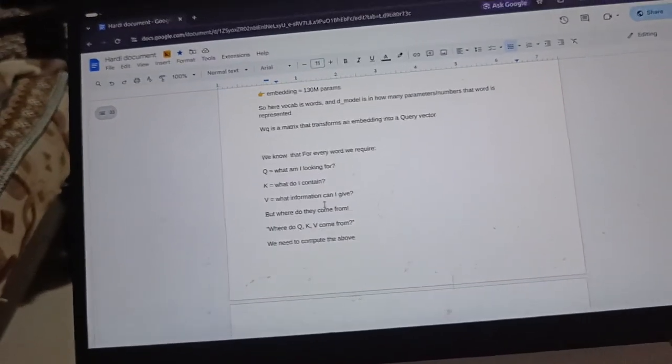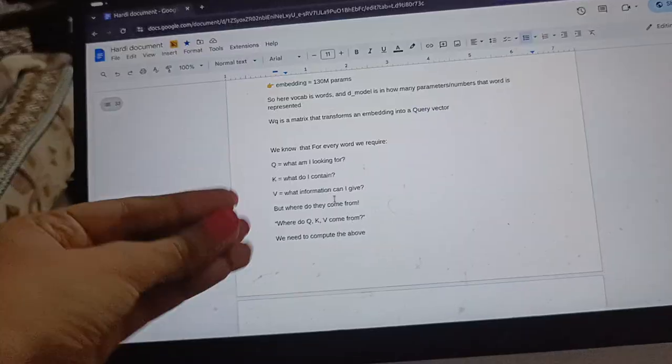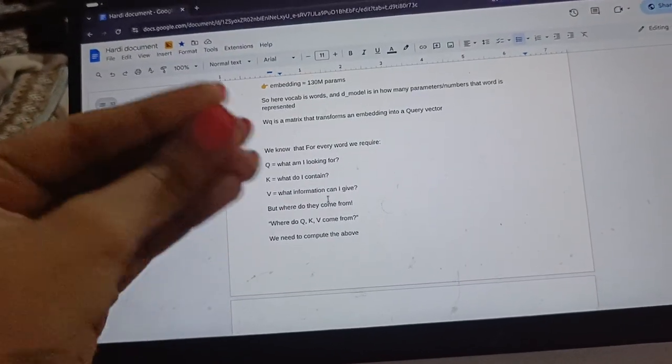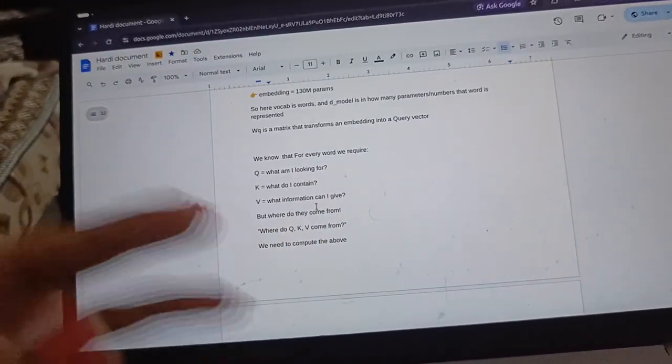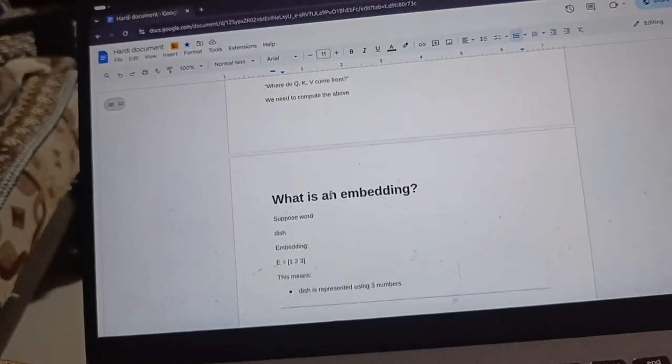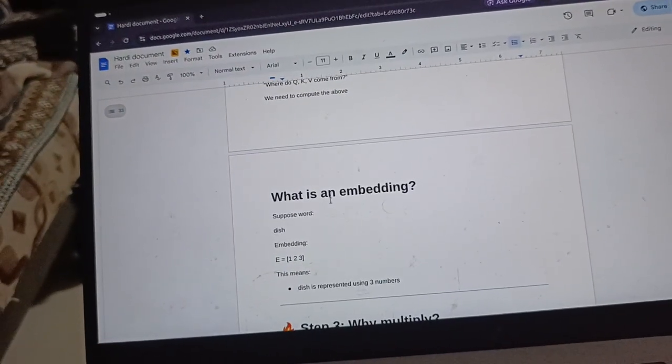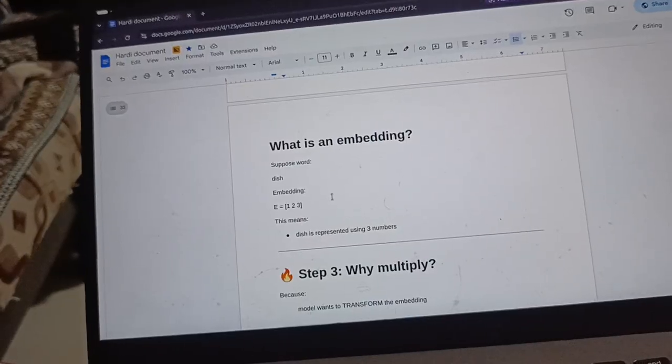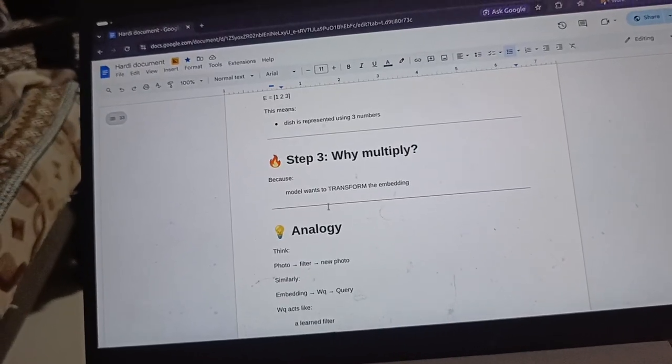Okay, so now we just start. Do we require a Q, K, and V? Q is what I'm looking for, key and value. So let's just start with WQ. What is an embedding? Yeah, you know that.